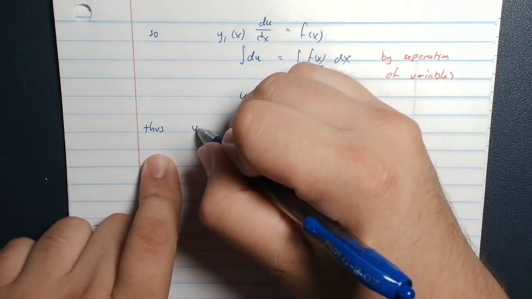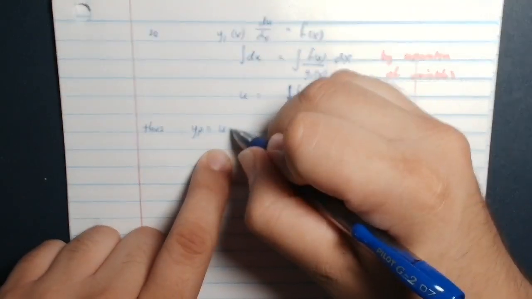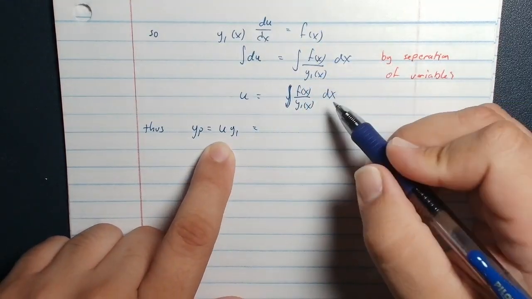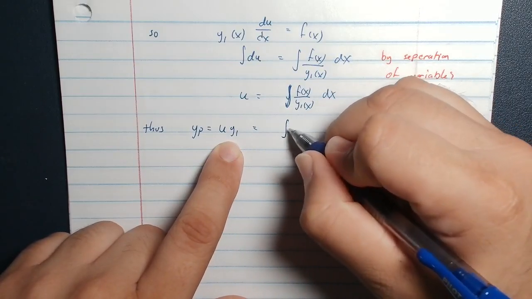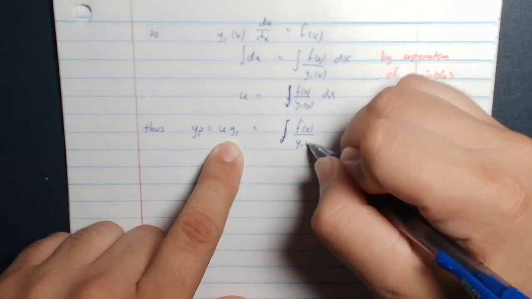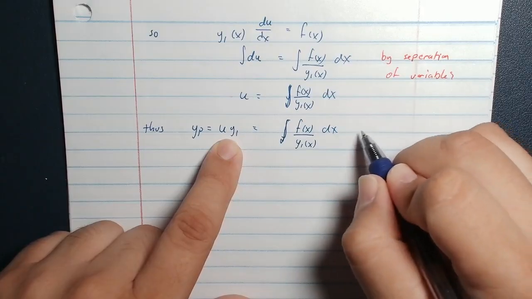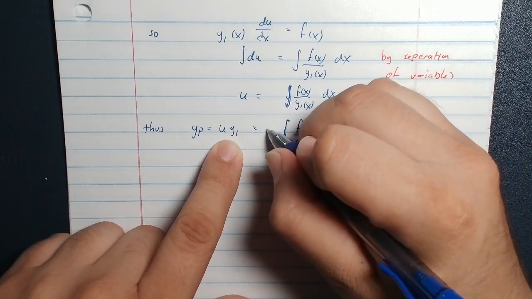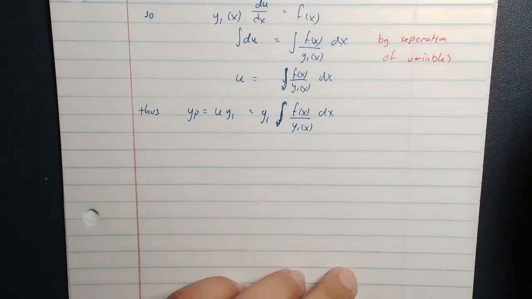Thus, y sub p is equal to u times y1. Well, u is this thing right here, the integral of f of x over y1 of x dx, times y1, which I'll put in front, because if I put it in the back, it looks like it's inside the integral. So that'll be y1 times the integral of f of x over y1 dx.